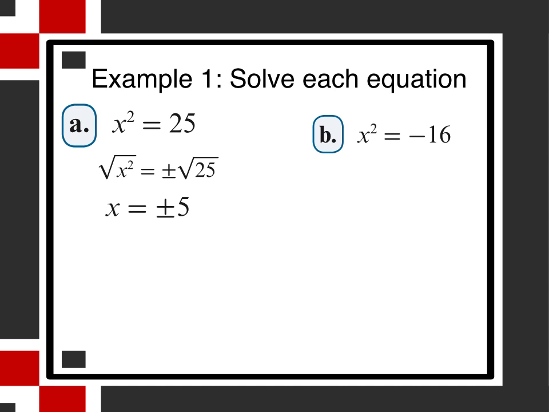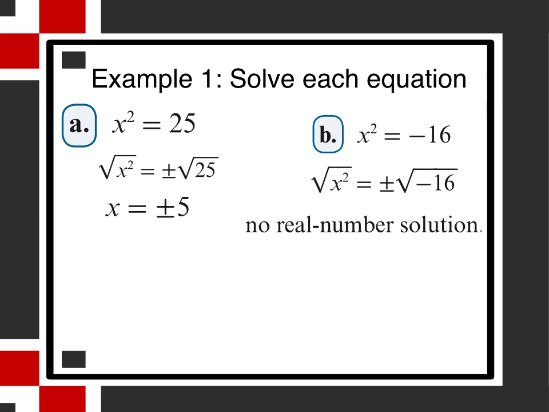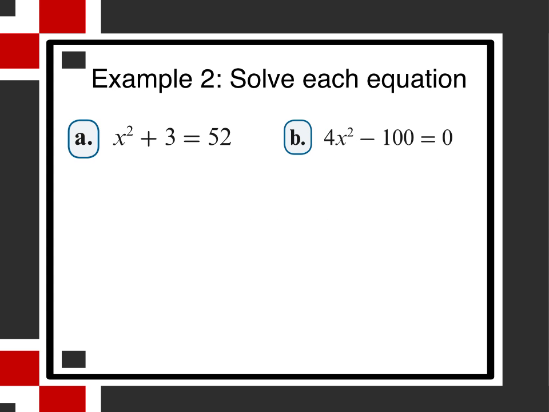Example B will start off the same way. We'll take the square root of both sides, but then we'll notice that there's a negative underneath the radical, therefore there is no real number solution for example B. Notice in both examples, the variable x squared was isolated. In the next two examples, we'll have to isolate the x squared term.